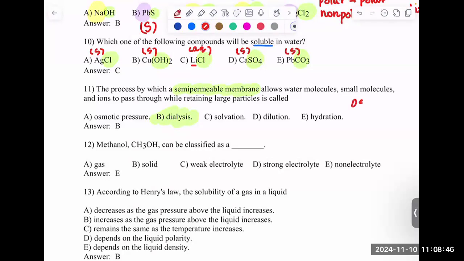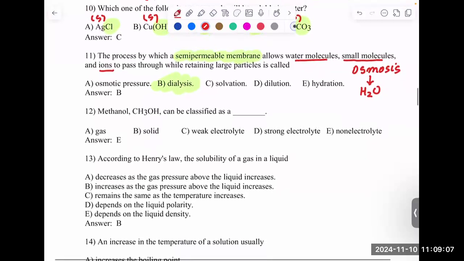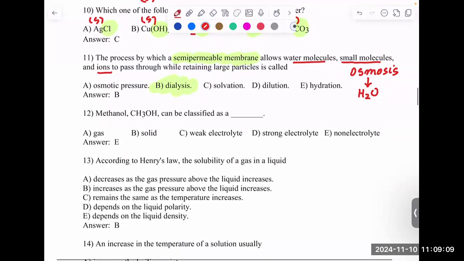If it is just the osmosis, it only allows the filtration of water through the semi-permeable membrane. But when we talk of dialysis, then it's not only allowing water molecules, it's also allowing small molecules and ions to pass through. So think about, like, more is being passed, and these are artificially manufactured membranes, not naturally occurring.